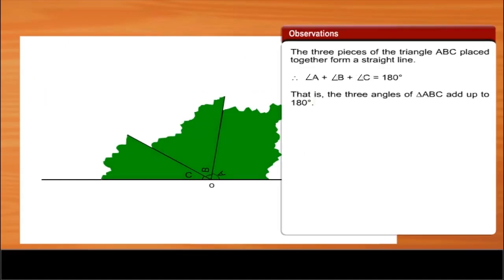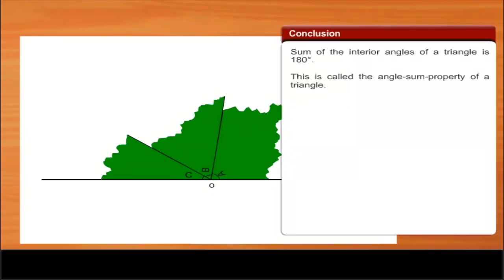Observations. The 3 pieces of the triangle ABC placed together form a straight line. Therefore, angle A plus angle B plus angle C is equal to 180 degrees. That is, the 3 angles of triangle ABC add up to 180 degrees.